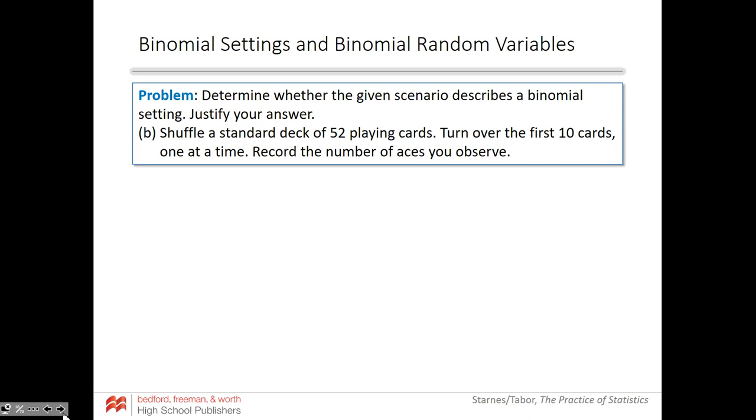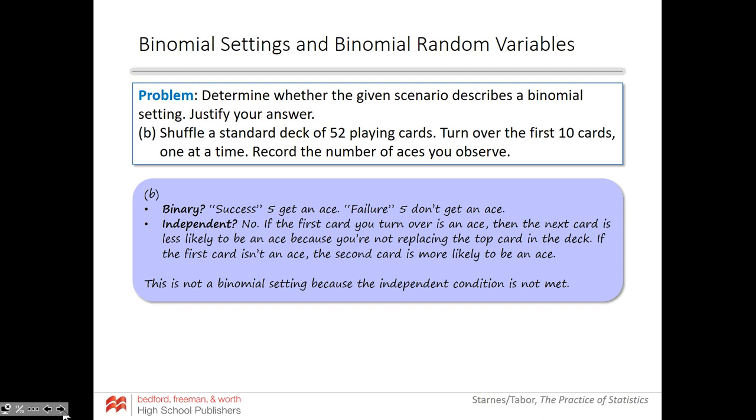Let's look at this one. Shuffle a standard deck of 52 playing cards, turn over the first 10 cards one at a time. Record the number of aces that you observe. Is it binomial? In this case, we're again going to check BINS. A success is if we get an ace. A failure is if we don't get an ace. So we have the binary component, but do we have independence?